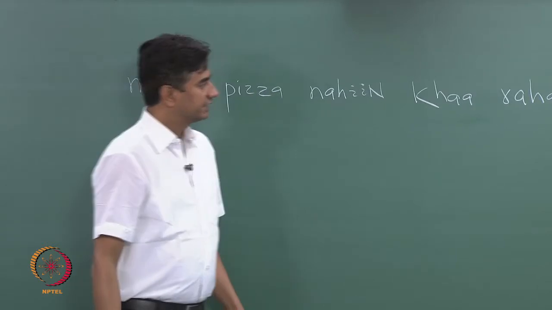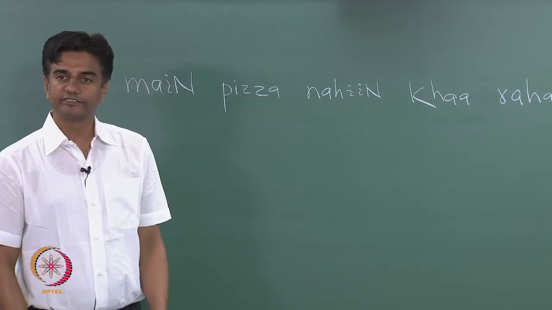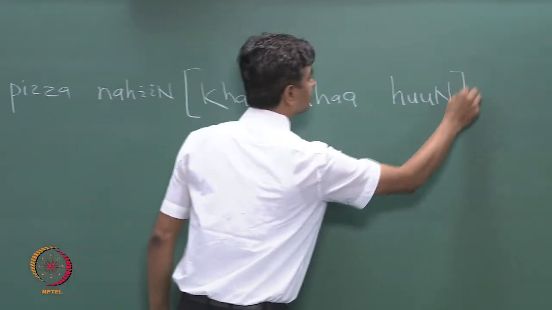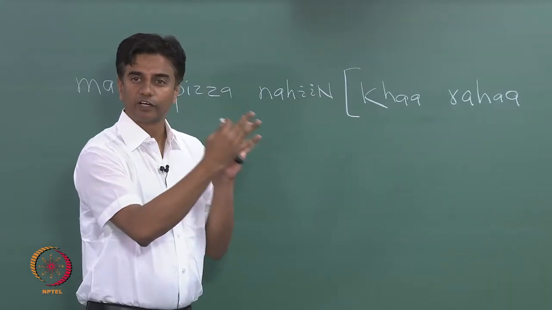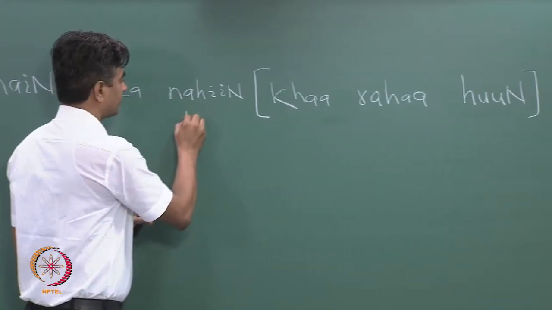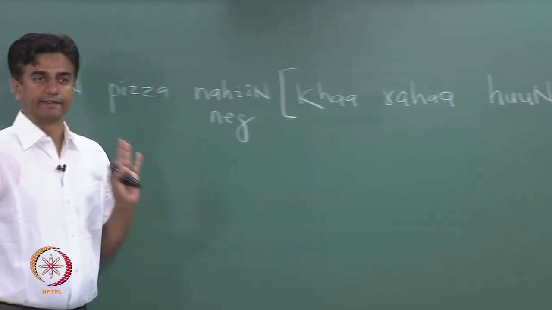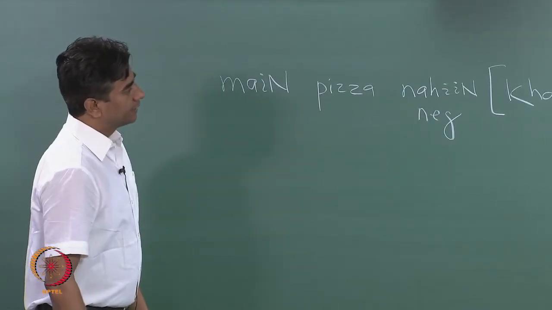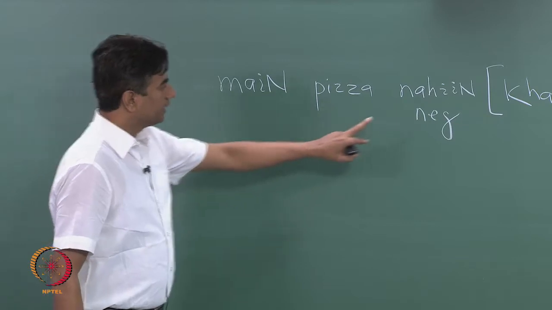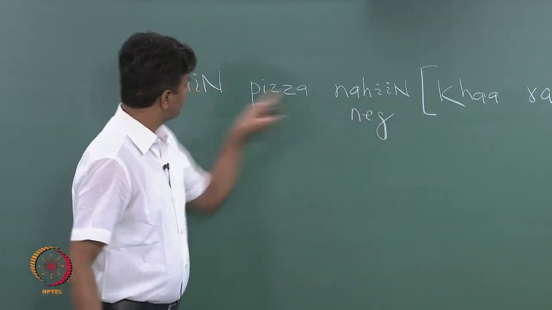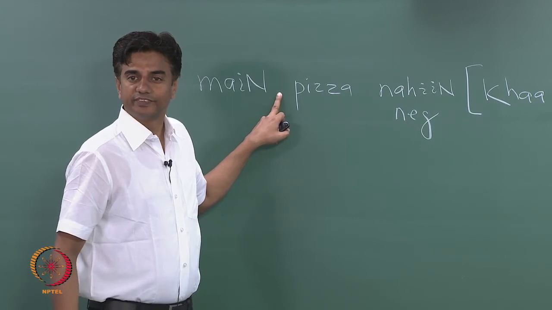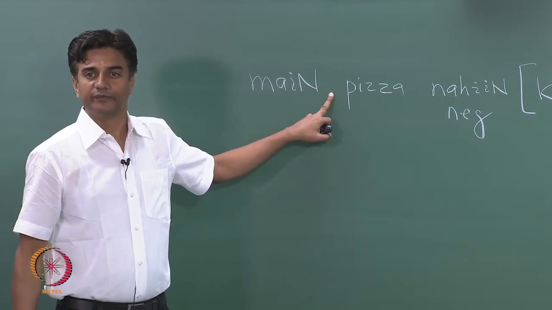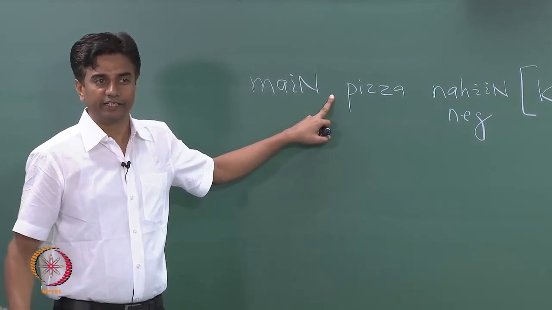What's the verb? Is the negation right before the verb in this sentence? Yes. Right? This is the verb that we have. That is the whole verbal complex, and the negation word precedes this thing. Right? And this is what I was trying to tell you. If this negation was here, right, then the sentence has a different meaning. Main nahi pizza kha raha hun. The sentence has a different meaning. Understand this?